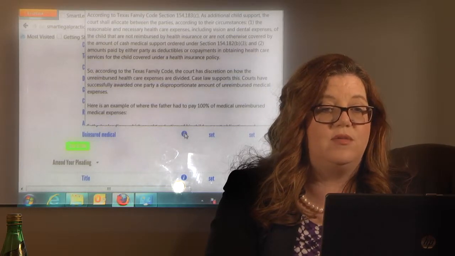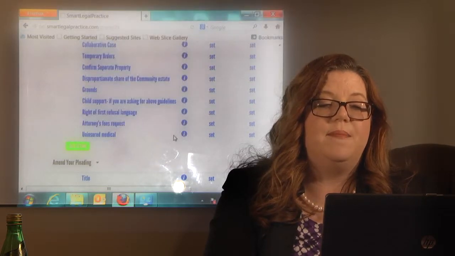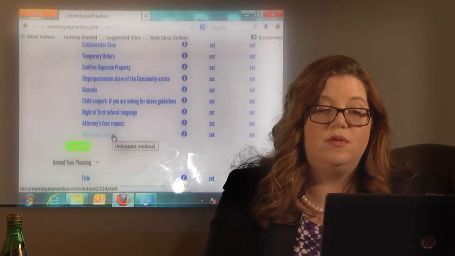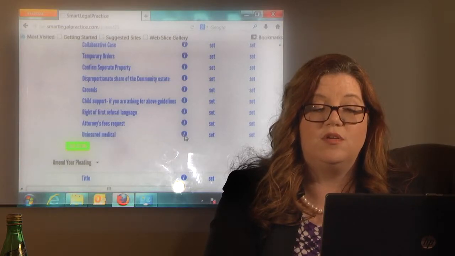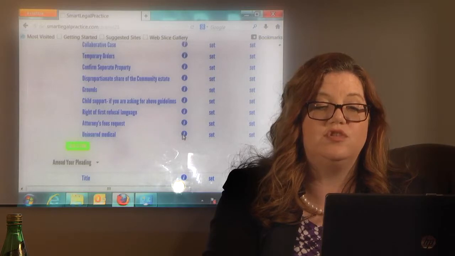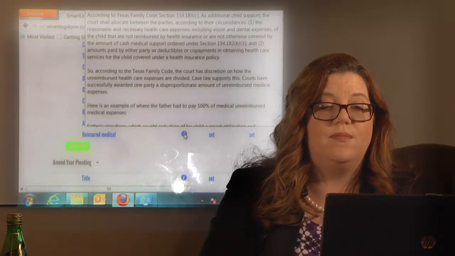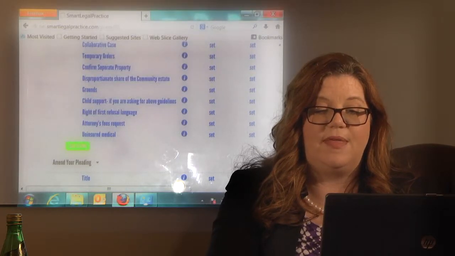Okay, uninsured medical. So we have a lot on our note here, as you see. You'll want to include how we're going to handle medical and how we're going to handle uninsured medical, and if that's going to be reimbursed and all of that. So we have a note here to remind you about that.